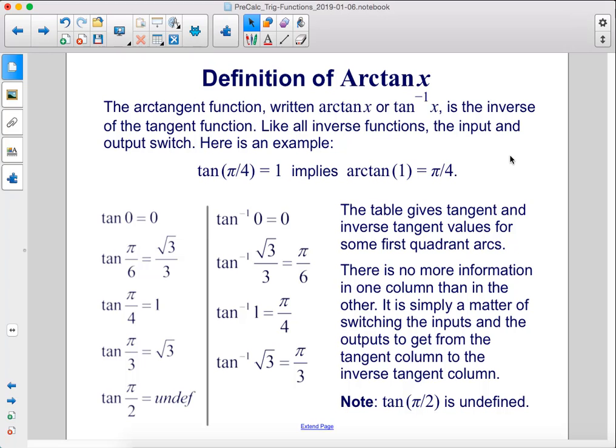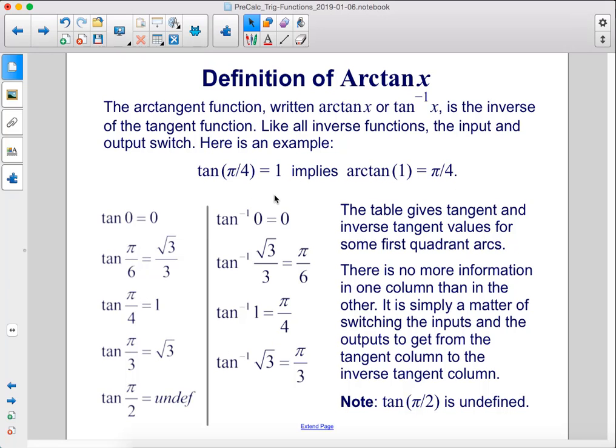The arctangent function, written arctan x or tan to the negative 1 power of x, is the inverse of the tangent function. Like all inverse functions, the input and output switch. Here's an example. Tan of pi over 4 equals 1 implies arctan of 1 equals pi over 4.